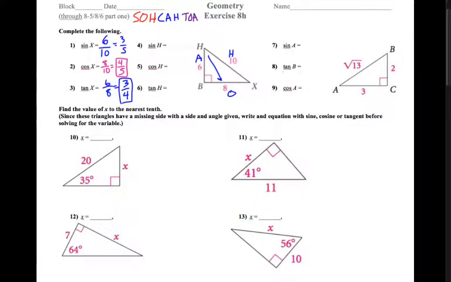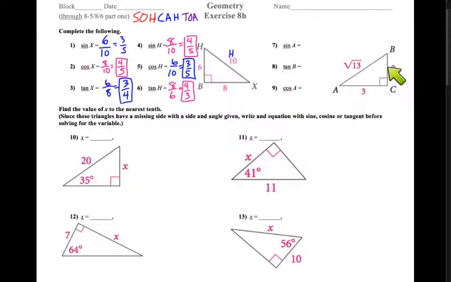So, based on that, sine of h, sine is opposite over hypotenuse, 8 over 10, which is 4 over 5. Cosine, adjacent, 6 over 10 hypotenuse, and then tangent is opposite over adjacent, 8 over 6. Always reduce those.